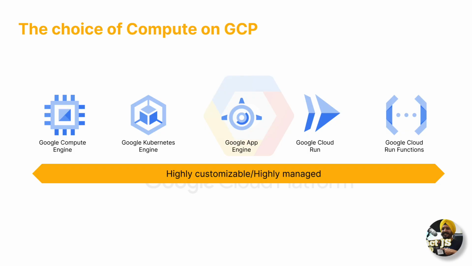So now that we have looked at all the available compute services, let's understand the use case. This is going to help you handpick the best of the breed compute services based on the application you plan to deploy. On this spectrum, you have various compute services. This spectrum starts with Google Compute Engine and ends with Google Cloud Run functions.